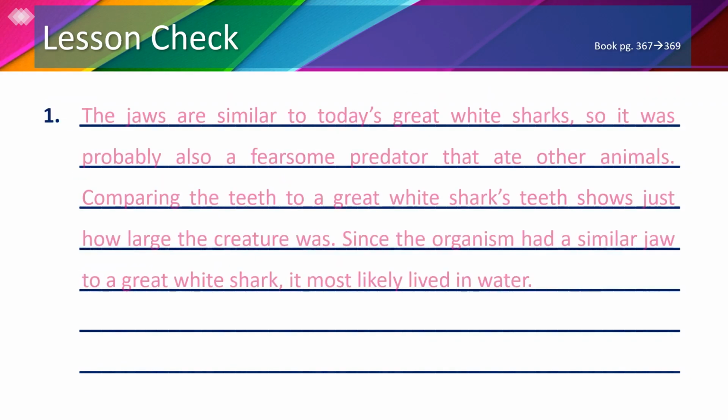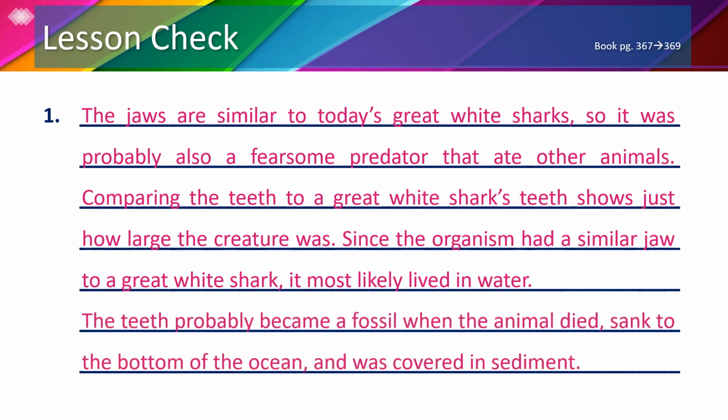We said before that the jaws are similar to today's great white sharks, so it was probably also a fearsome predator that ate other animals. Comparing the teeth to a great white shark's teeth shows just how large the creature was. Since the organism had a similar jaw to a great white shark, it most likely lived in water too. The teeth probably became a fossil when the animal died, sank to the bottom of the ocean, and was covered in sediment or mud.